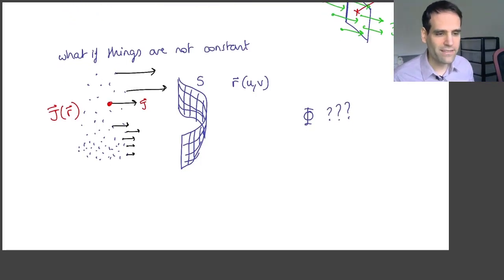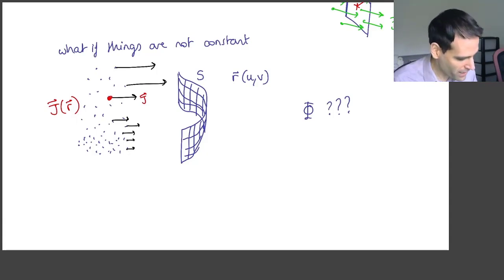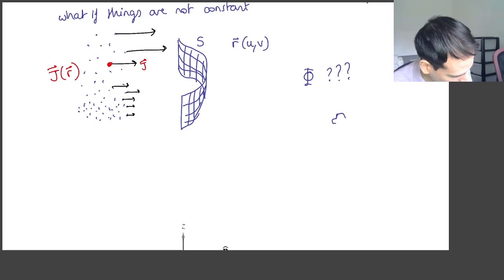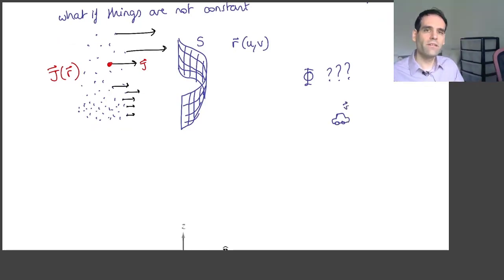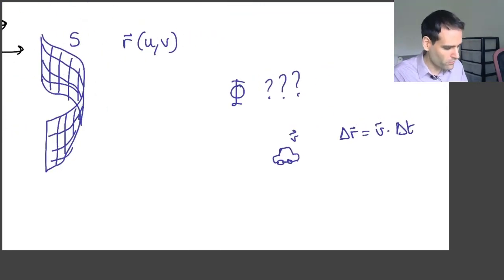And the key, as always, is to do an integral. Whenever things vary, we solve it by doing an integral, right? Let me give you an analogy. If you know that the velocity of a car is constant for a certain time, you can calculate the total distance traveled by the car by doing velocity times the change in time, and that's a simple multiplication.